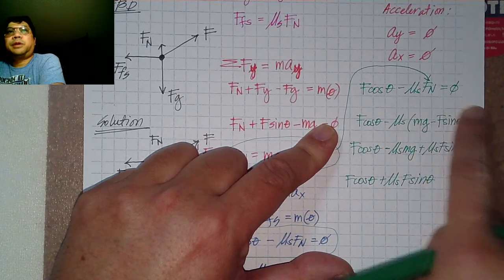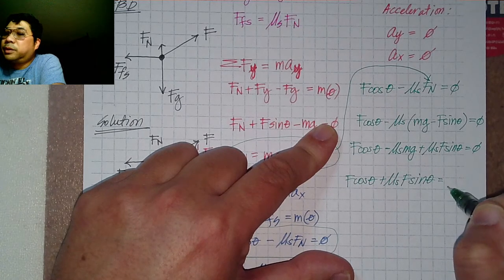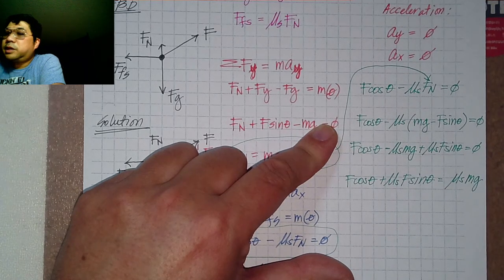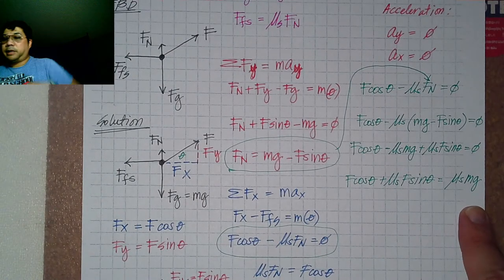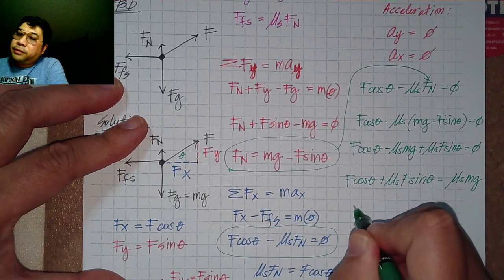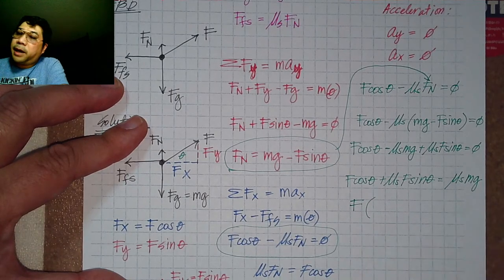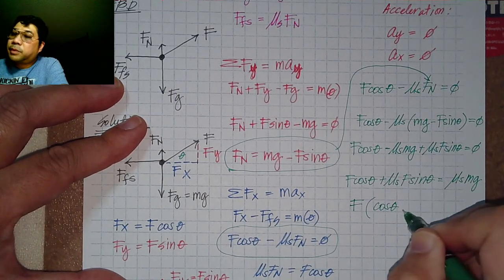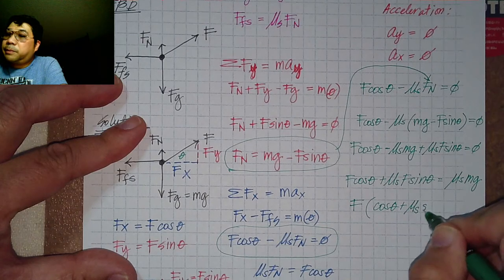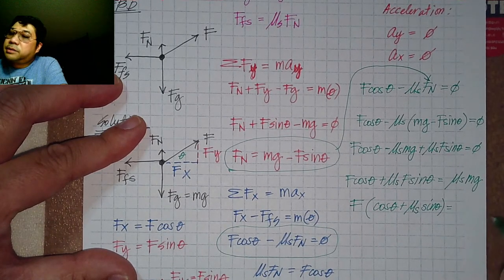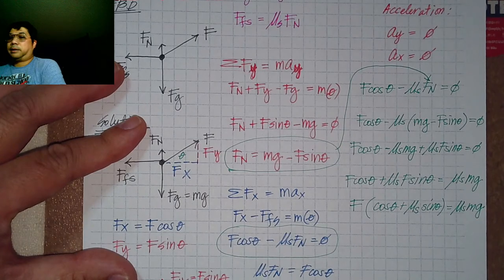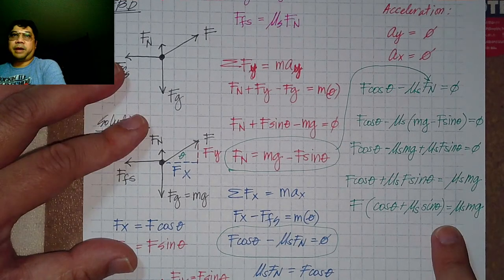And then from negative, moving it to the other side of the equation, that will give us positive mu s, or coefficient of friction multiplied by mg. Okay? M and g. We can then have this together. So that is F multiplied by cosine theta plus mu s, or coefficient of static friction, multiplied by sine theta equals mu s m multiplied by g. Mu s, or coefficient of friction multiplied by mg.